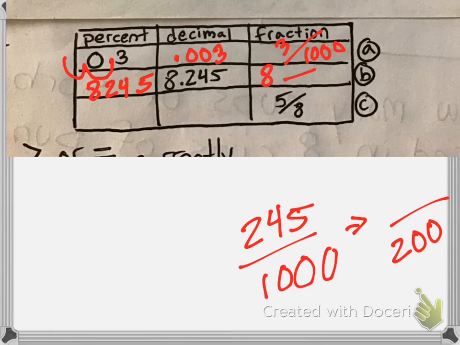What's 200 divided by 5? 200 divided by 5, Daniel? 40. So we have 40. And what's 45 divided by 5? Who can tell me 45 divided by 5? Gore? 9. So our answer becomes 49. So we get 8 and 49 over 200. Exactly.